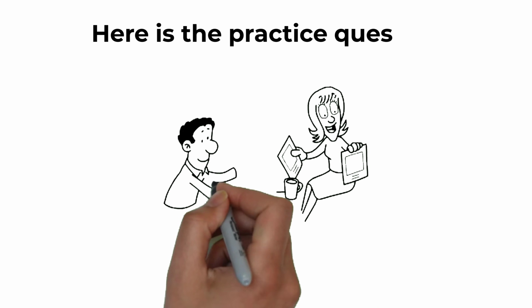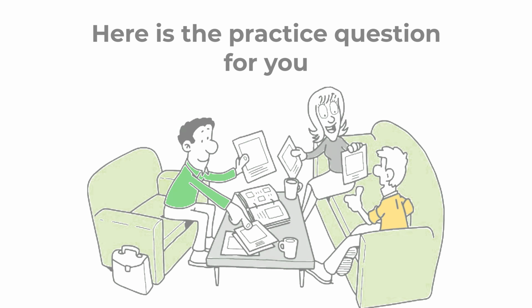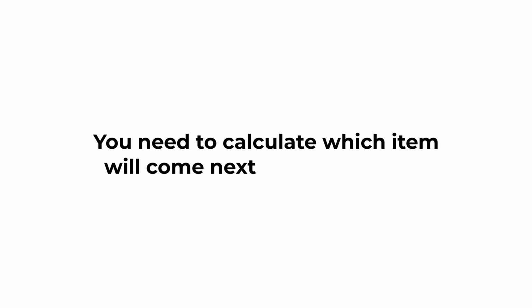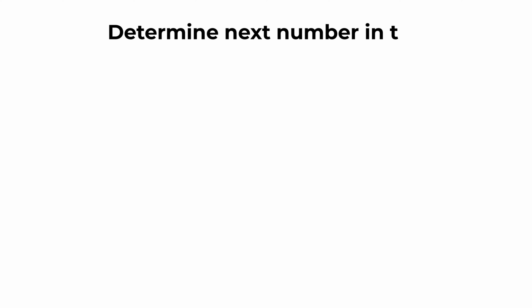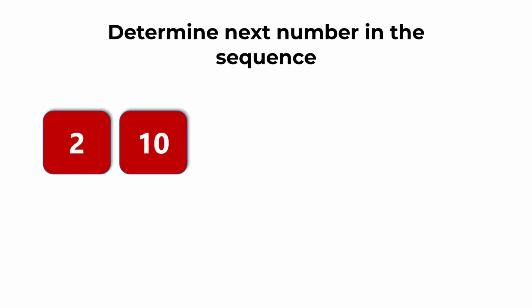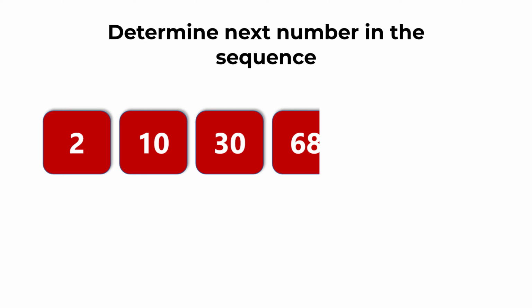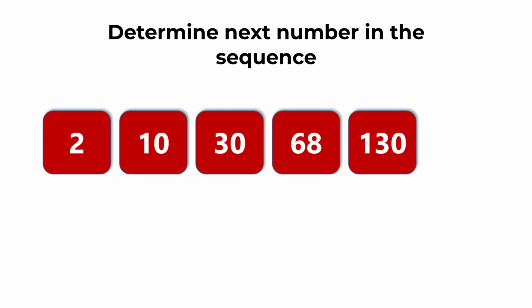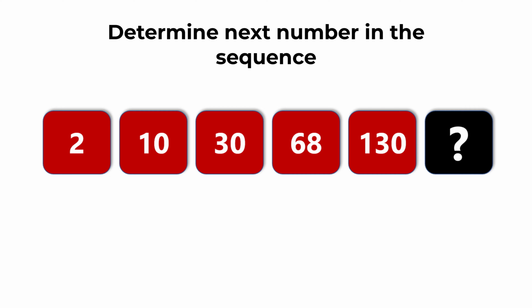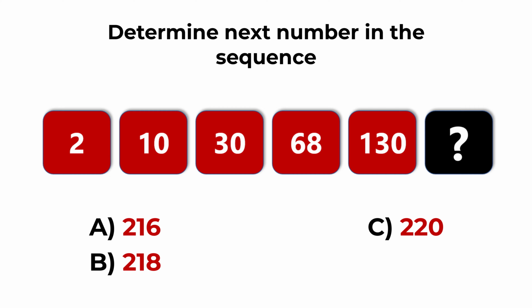And now, here's the practice question for you. You need to calculate which item comes next in the sequence. You're presented with the series of numbers 2, 10, 30, 68, 130, and you need to calculate which number comes next. You have 4 different choices. Choice A, 216, choice B, 218, choice C, 220, choice D, 222.